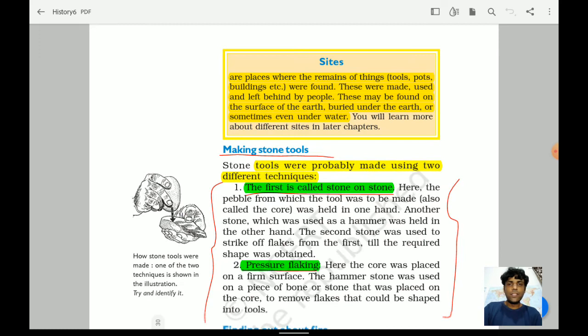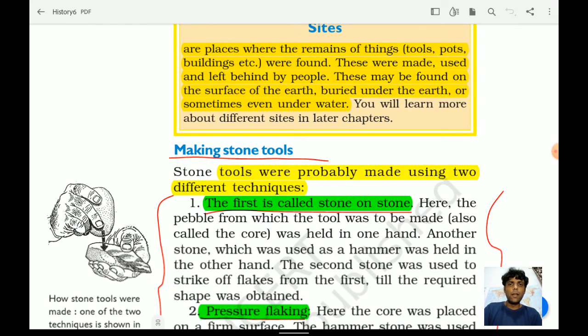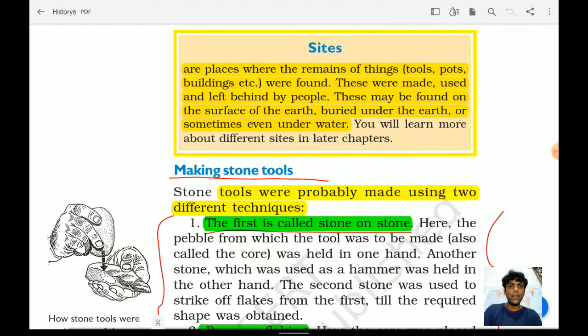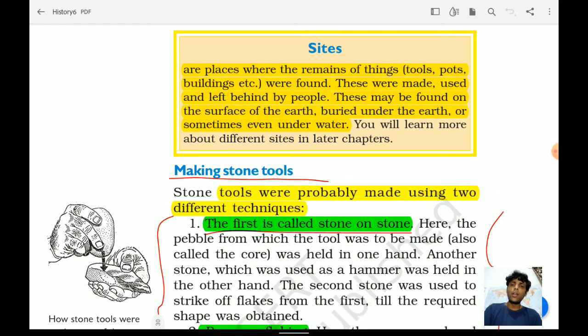The sites we were referring to are the places where the remains of things like tools, pots, buildings, etc. have been found, and these were made, used or left behind by people. They must have lived there, used different things, and left them behind. Okay, so those have been called sites. They may be found on the surface of the earth, buried under the earth, or sometimes even under water. So there could be multiple possibilities according to which the artifacts have been found.